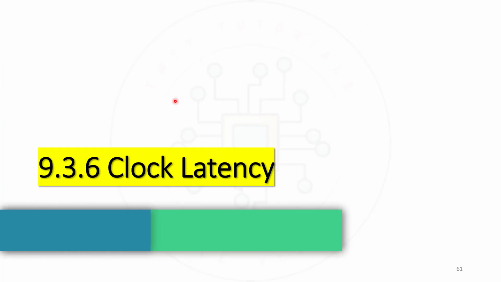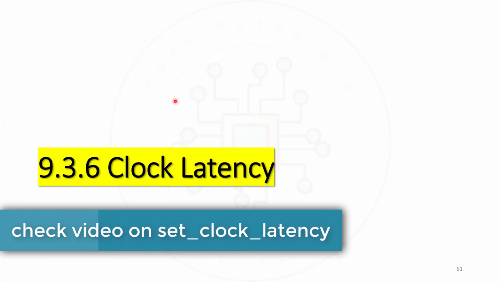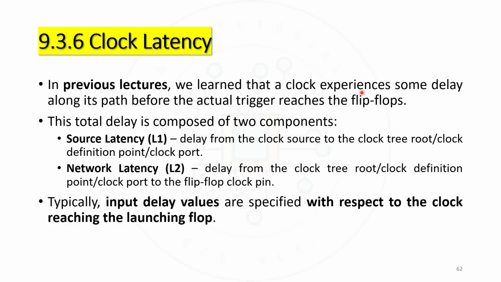Now let us try to understand the clock latency switches that are present in set input delay. In the previous lectures, we learned that the clock experiences some delay along its path before the actual trigger reaches the flip-flop. We have understood this concept, and I've made videos on clock latency also. There are two types of latency, source latency and network latency. That's what I've mentioned here again.